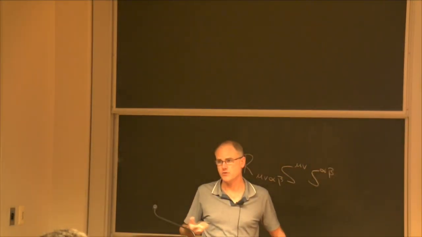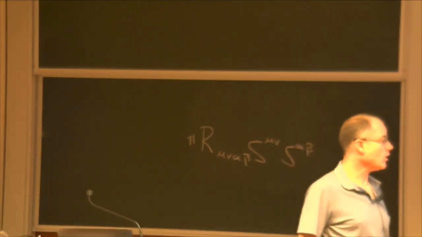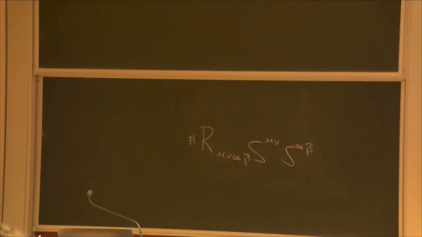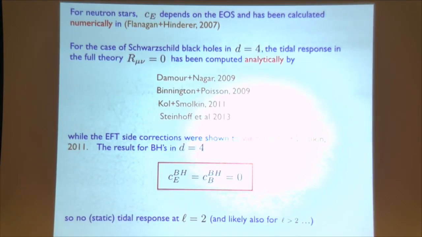But those coefficients are the same, at least in a slow spin expansion, which is where these theories are written down. So at the level of the quadrupole moments, it seems like there's no static tidal response. The higher L's have not been computed. I'm not sure why. I think it should be easy to do. But I think people believe that those should also vanish.